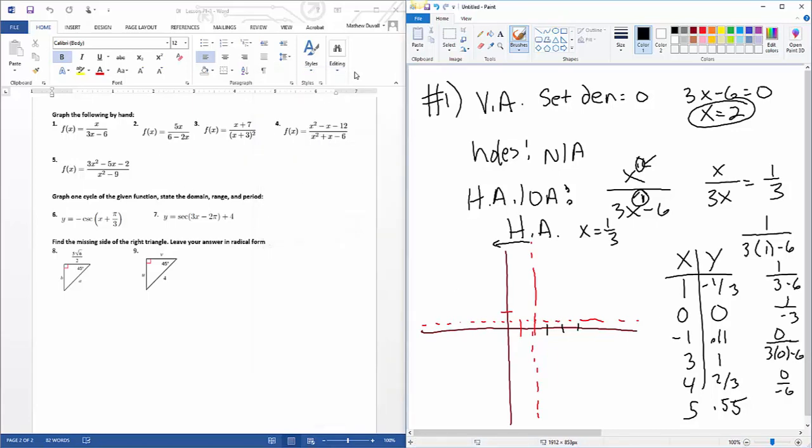Now I can take those values and plot them on my graph. So at 1, we said it's -1/3. And then at 0, it's 0. And then at -1, it's 0.11. So it's like really close. And so my graph hugs the asymptote. At 3, we said it's 1. At 4, it's 2/3. And then that's 0.55. It's going to hug the asymptote. And so your graphs hug the asymptotes along there.